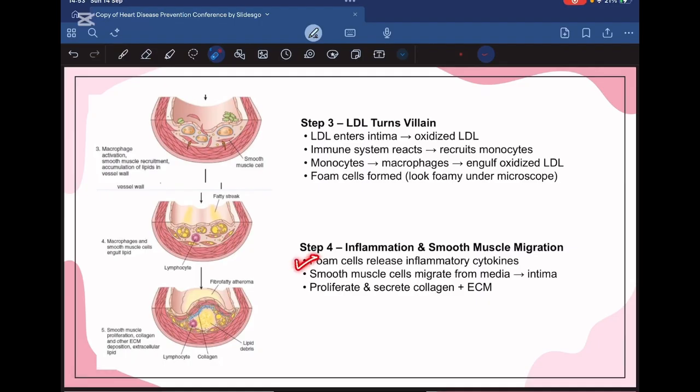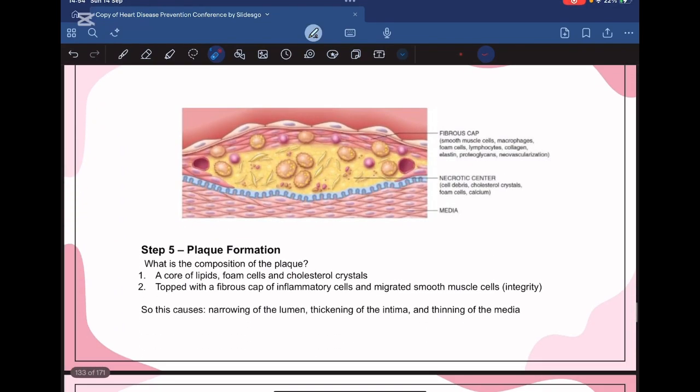And the monocytes, which are the foamy cells, will start to release inflammatory cytokines. Smooth muscle cells will start to migrate from the tunica media into the tunica intima. Smooth muscle cells will be recruited, and eventually we will see collagen, proliferation, and extracellular matrix, and eventually we will see this picture. We will be able to appreciate the atheromatous plaque, the final step, plaque formation.